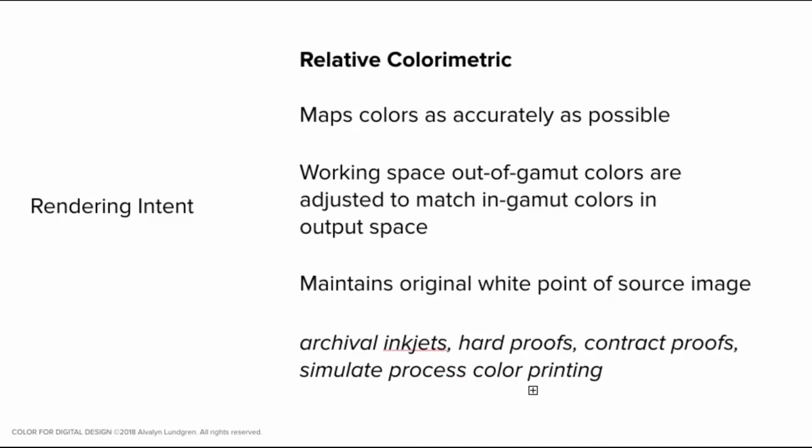With relative colorimetric, the white point will shift. It still maps colors as accurately as possible. It'll adjust your out-of-gamut colors in the working space to the in-gamut colors in the output space. And it maintains the original white point of your source image. This is what you use if you want to simulate the look of process color printing.